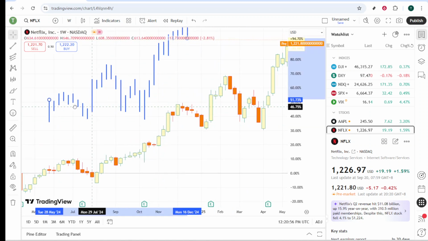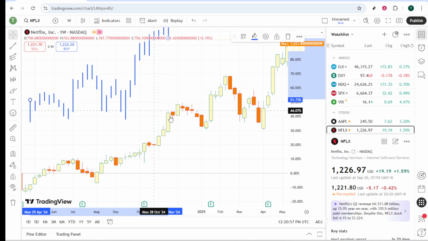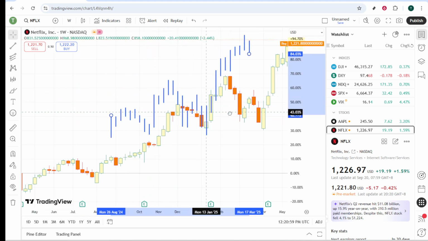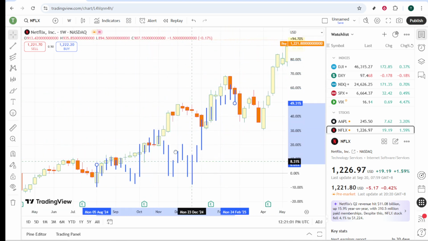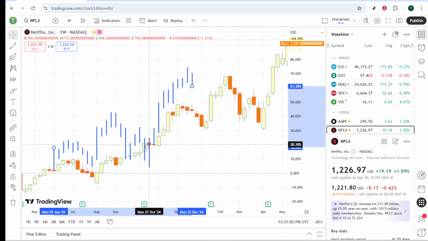An important tip for effectively using bar charts is to pay attention to the price range, which is portrayed by the length of the bar itself. This quickly shows you how much the price fluctuated during that time frame, highlighting the volatility present in the market.